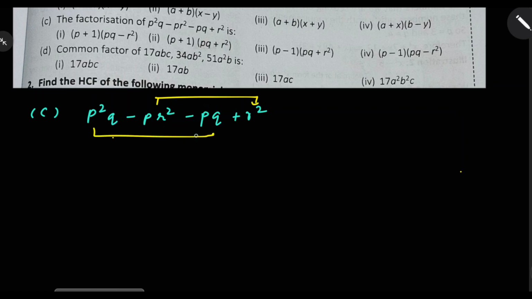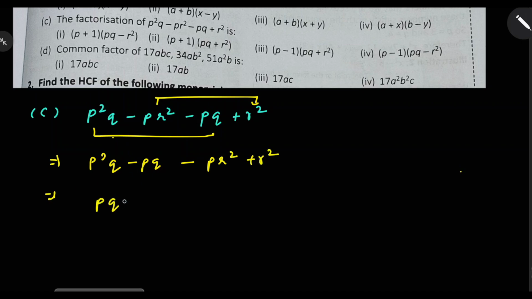Our third question, question C, says that we have to factorize p square q minus p r square minus pq plus r square. We will try to group it. Let us see how we will do the grouping. We will search for the terms which are more common. Here is r square and here is r square, and here is pq and here is pq. So most of the terms are in common between them. So p square q minus pq minus pr square plus r square.